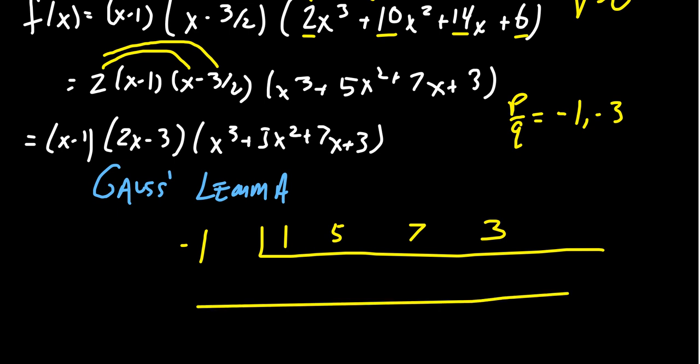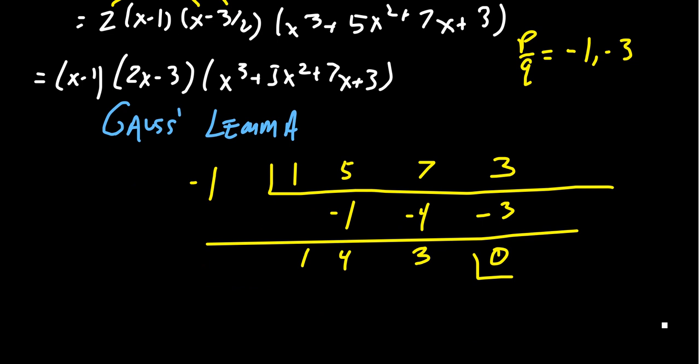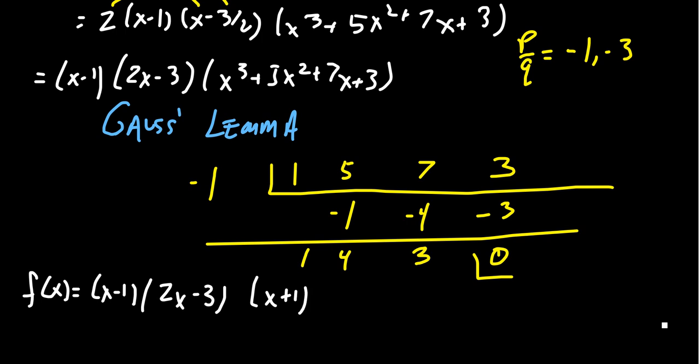Bring down the 1. 1 times negative 1 is negative 1. Plus 5 is 4. Times negative 1 is negative 4. Plus 7 is 3, times negative 1 is negative 3, which gives us 0. Turns out negative 1 was a good guess. And so now we're ready to find our factorization. We're going to have f of x equals x minus 1 times 2x minus 3 times x plus 1. That was the factor we just did.